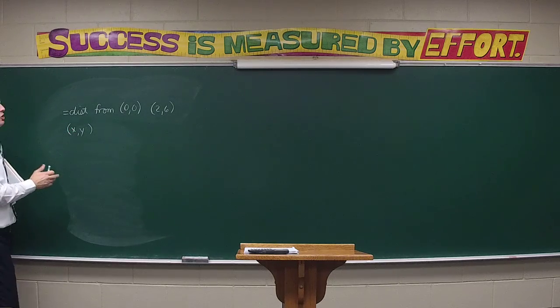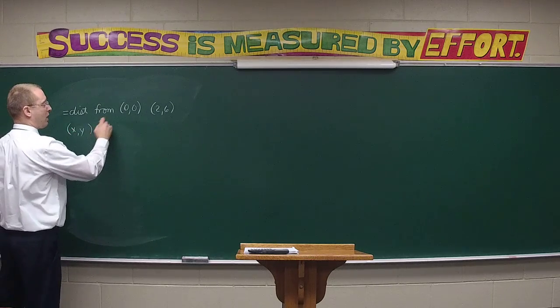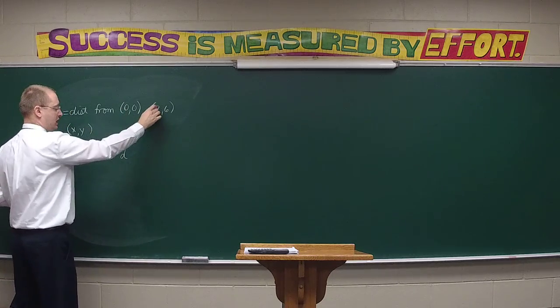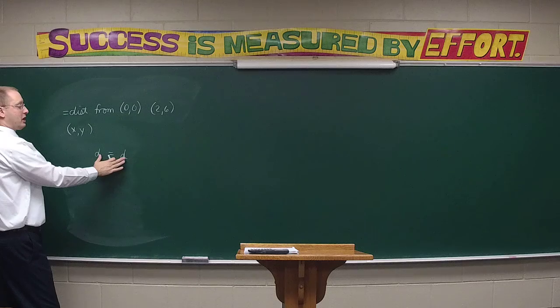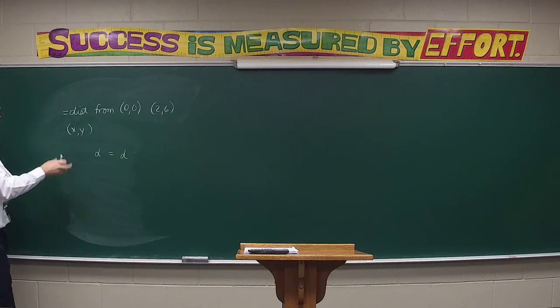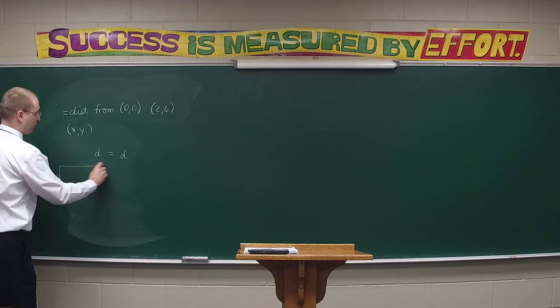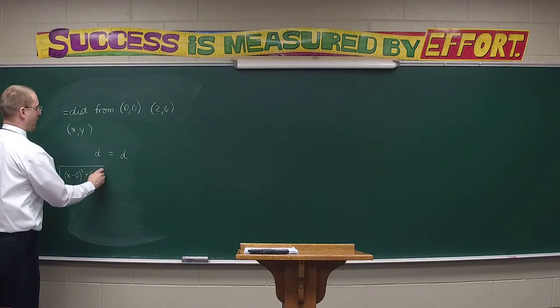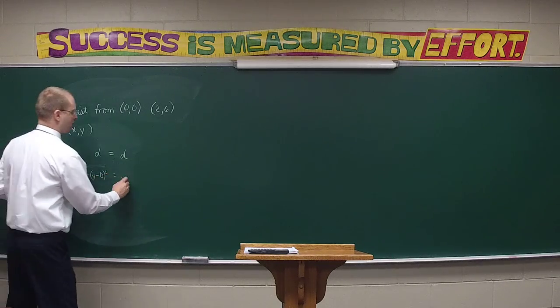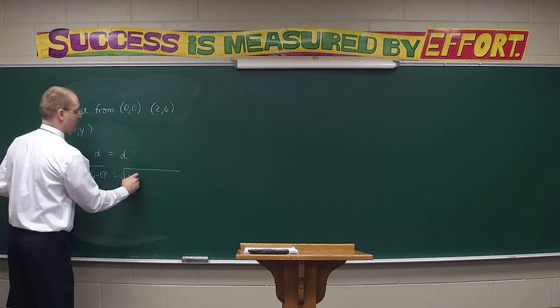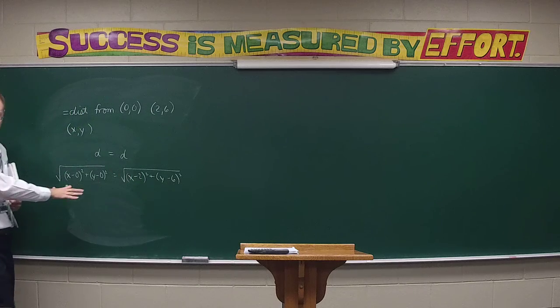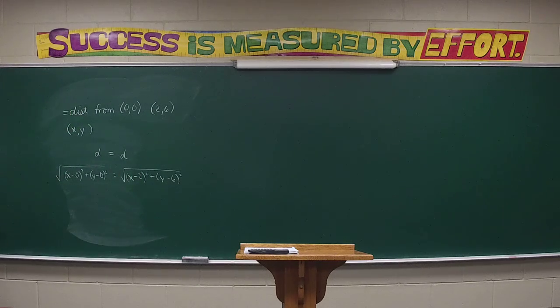So the distance from x, y to 0, 0 is going to equal the distance from x, y to 2, 6. If we know those distances are equal, I can replace the distance with its own formula. The square root of x2 minus x1 squared plus y2 minus y1 squared. And then I can take this distance as well. x2 minus x1 squared plus y2 minus y1 squared. And Jamie, that's how you set it up. Quentin, did you do the same thing or did you use an alternate method?